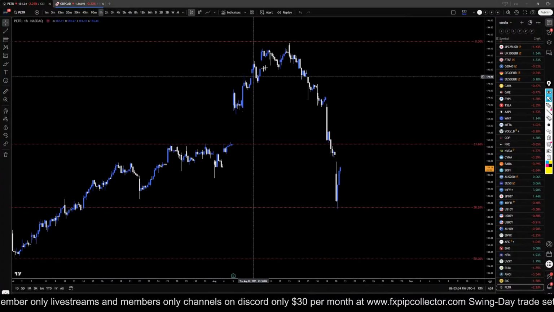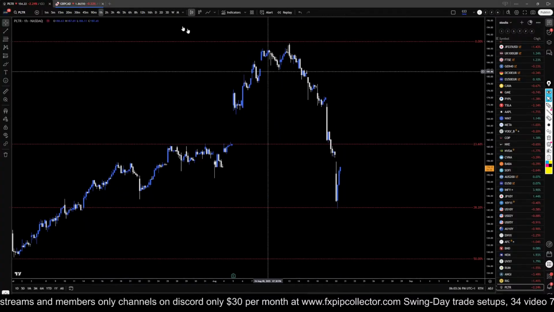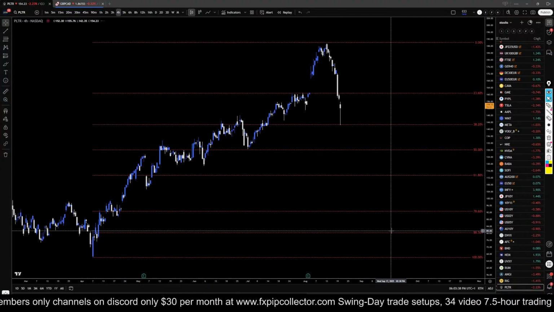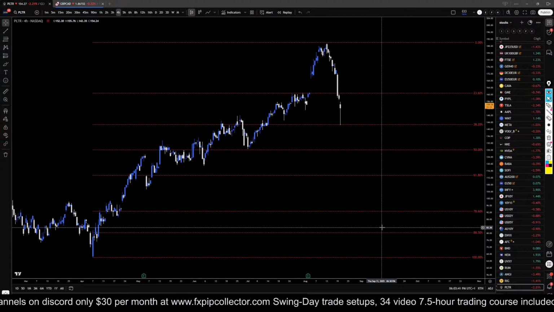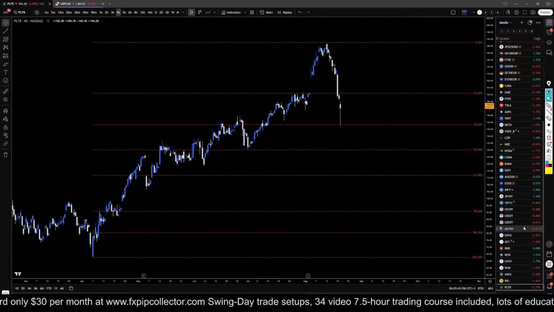Some sort of a three-way pullback, I would imagine. That's a big dip right there. That all happened this week. Man, while the euro dollar has just been completely sideways, stuff like this has been crazy, yeah?